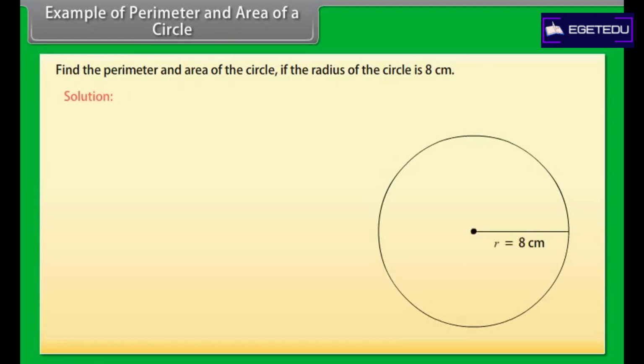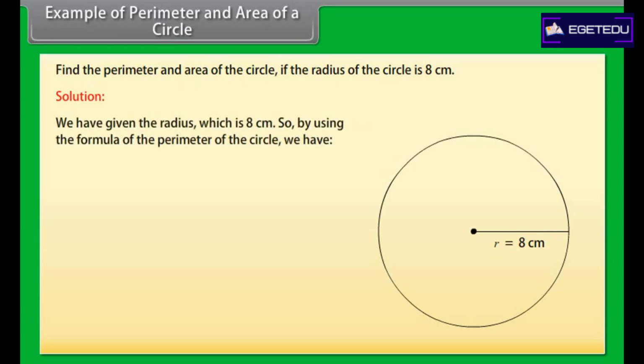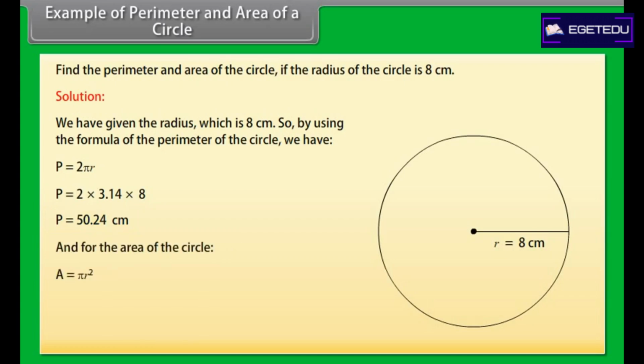Example 2. Find the perimeter and area of the circle if the radius of the circle is 8 centimeters. Solution. We have given the radius, which is 8 centimeters. So by using the formula of the perimeter of the circle, we have P is equal to 2 pi r. P equals 2 into 3.14 into 8. P equals 50.24 centimeters. And for the area of the circle, A is equal to pi r square. A equals 3.14 into 8 square. A equals 200.96 centimeters square.